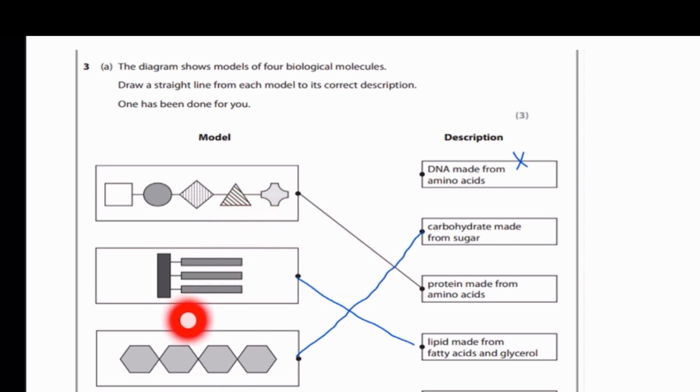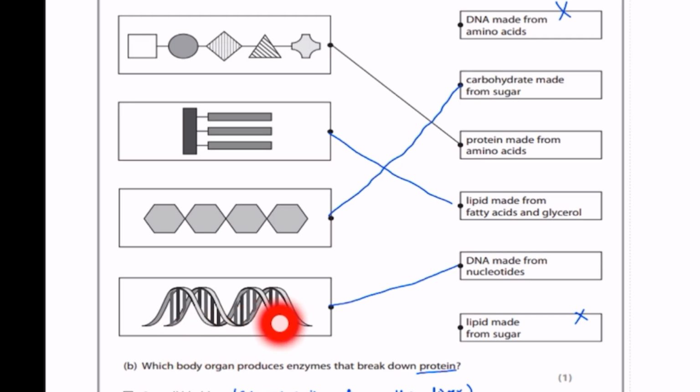The second one is lipid, made up of fatty acids and glycerol. The third one shows carbohydrate made from sugar, as it looks like monosaccharides attached together. And this is a structure of DNA made from nucleotides. DNA made from amino acids is a wrong statement, and lipid made from sugar is also wrong because lipid is made up of fatty acids and glycerol.